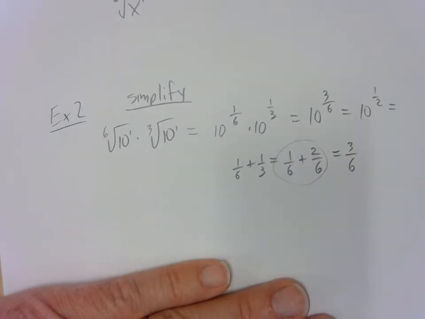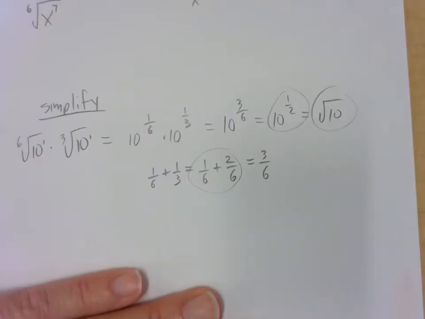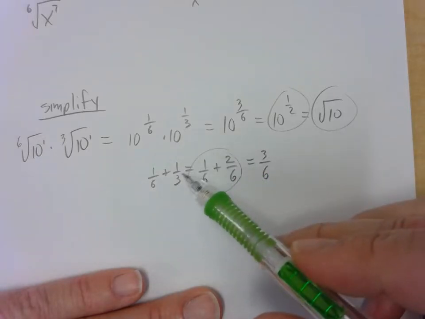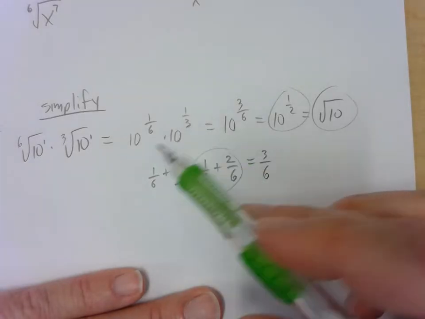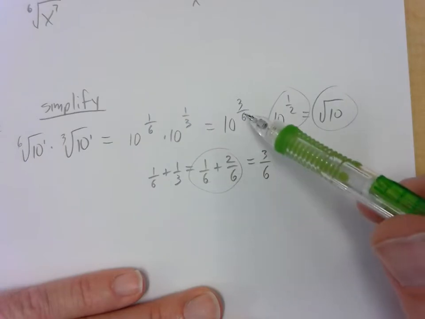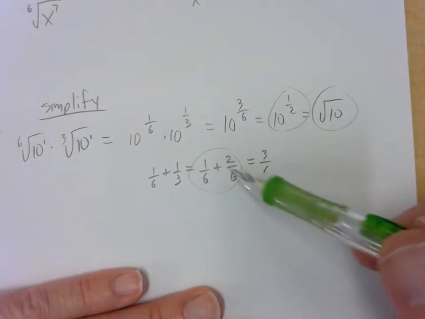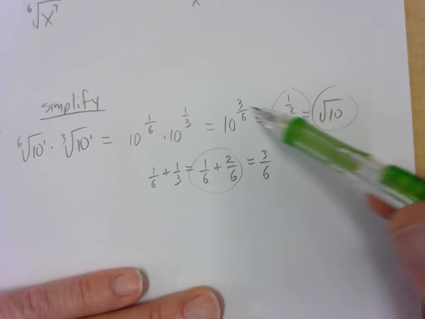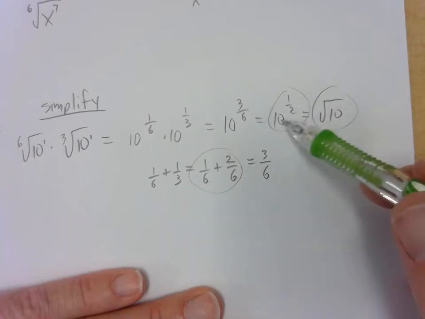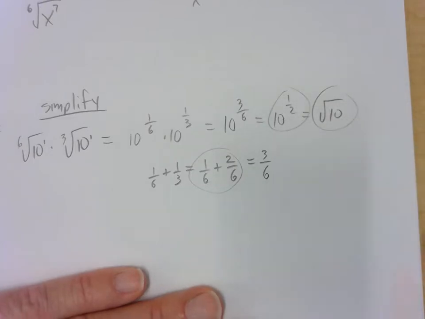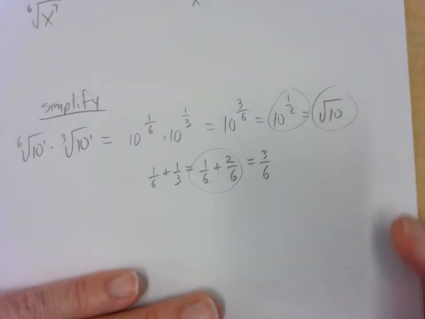Or in radical form, it would just mean square root of 10. Square root of 10 is the same thing as 10 to the 1 half power. Whoops, I went off the board there a little bit. So we add the fractions because we have like bases. And we're adding the two fractions. We get 3 out of 6, which is the same thing as 1 half. 10 to the 1 half means the same thing as square root of 10.